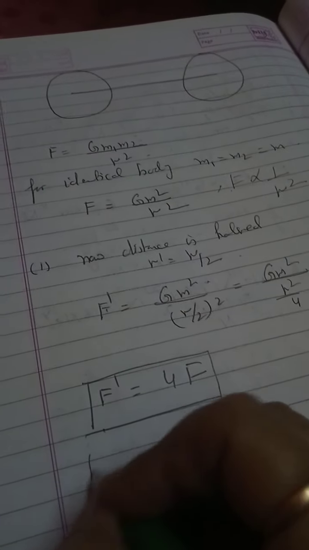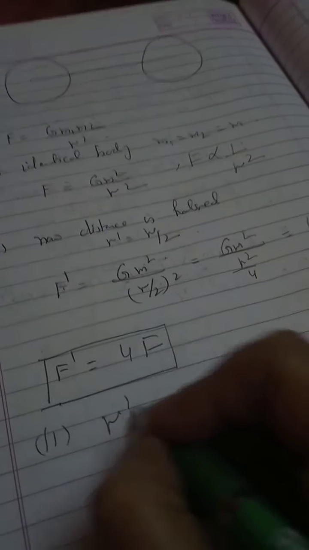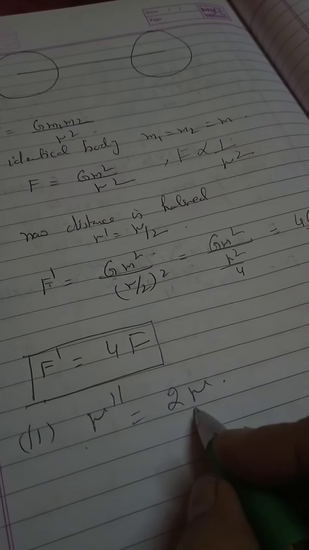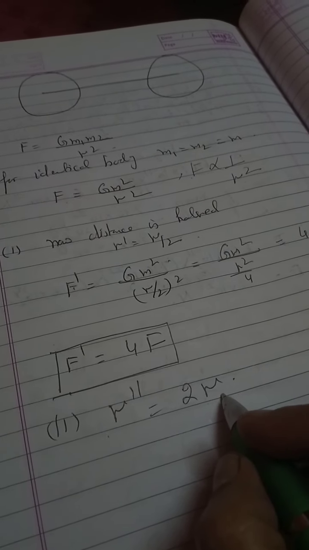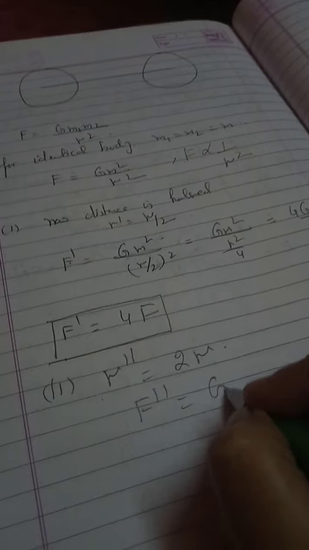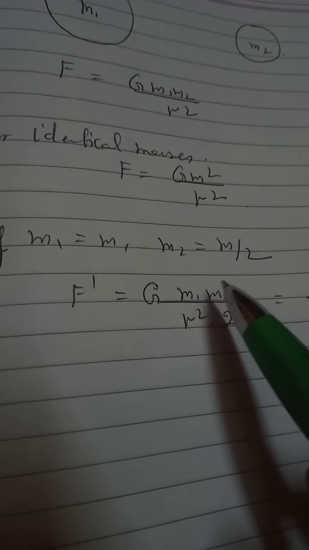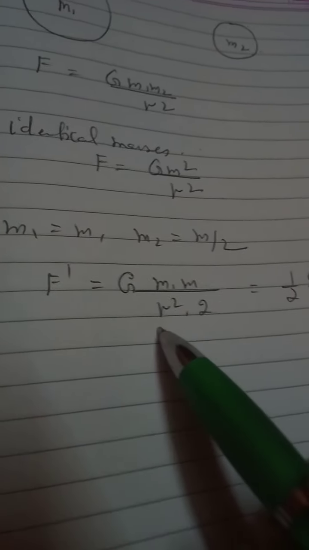In the second situation, r double dash I am giving the name, we are taking 2r. Now we have increased the distance, made it double the first distance, so F double dash will be G m square upon (r double dash) the whole square. When we take different masses, in this situation F dash is equal to G, m1 replaced by m, m2 replaced by m upon 2 r square.